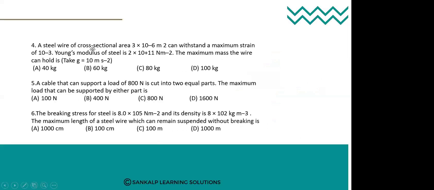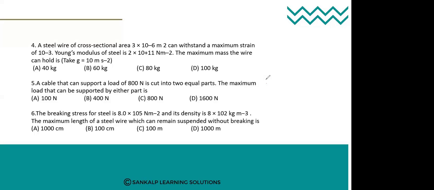See, the next question is a steel wire of area of cross section 3 into 10 raised to minus 6 meters square can withstand a maximum strain of 10 raised to minus 3, and the Young's modulus of the steel is given as 2 into 10 raised to 11 Newton per meter square. The maximum mass the wire can hold is. So here you need to calculate the mass.